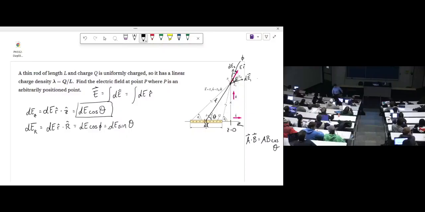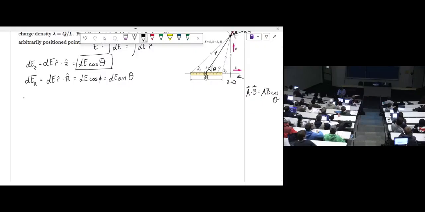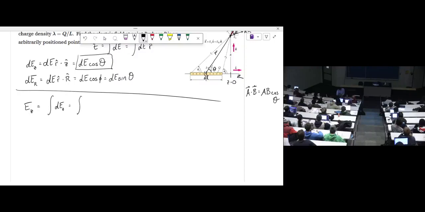So, what I want to find is my total electric field in the z direction, which means I have to integrate over dEz, or that means I have to integrate over dE times the cosine of theta. Well, now we want to know what is dE. What is the differential bit of the electric field contributed by this bit of charge at this point P?